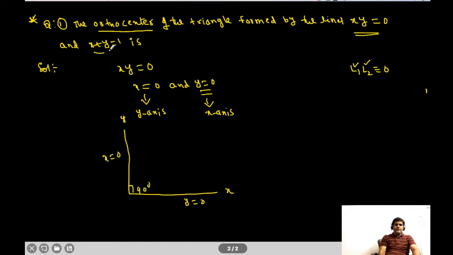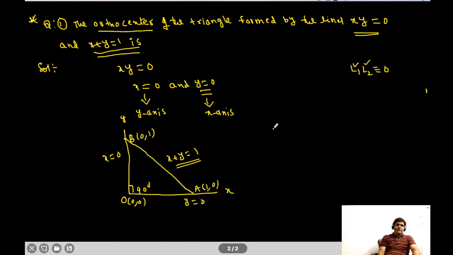One more line is given, that is x plus y equals 1. So we need the orthocenter of this triangle. Suppose this is O at 0, 0 and this is A, which is 1, 0 because x plus y equals 1 is the line, and this B is 0, 1. So the orthocenter of this triangle is the question.